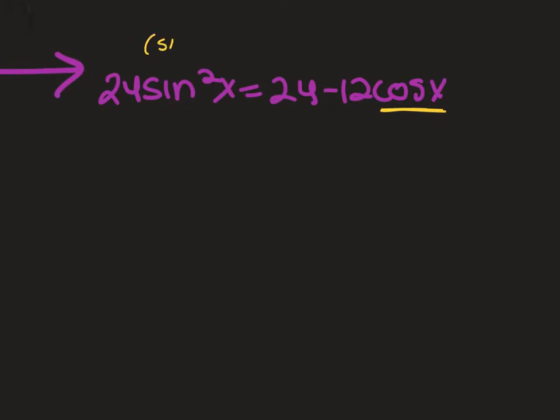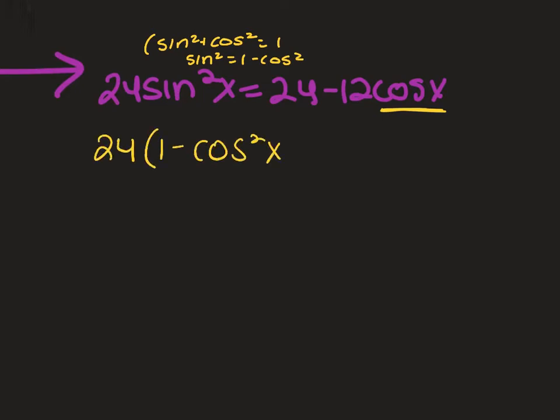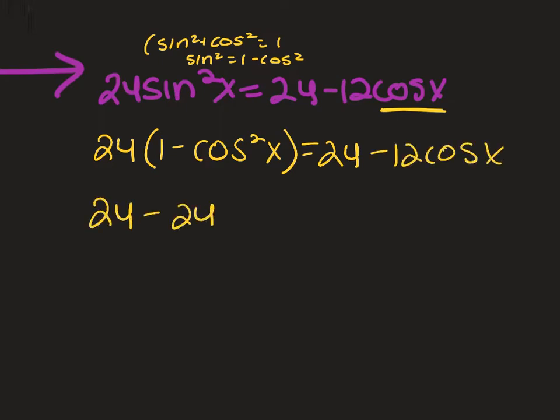So if sine squared plus cosine squared equals 1, then sine squared would equal 1 minus cosine squared. So I'd get 24 times 1 minus cosine squared x equals 24 minus 12 cosine x. That's 24 minus 24 cosine squared x, equals 24 minus 12 cosine x.